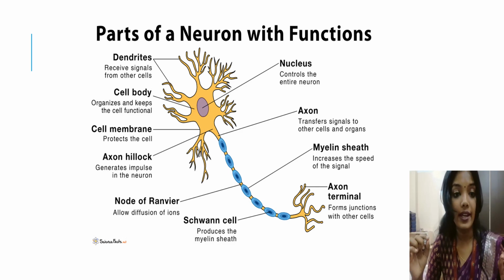From the cell body, you can see multiple tree-like, shorter projections, and these are called dendrites. Dendrites are for receiving signals from other cells, and the other cell can be a muscle cell, another neuron, or a gland. So information will be received by the dendrite.